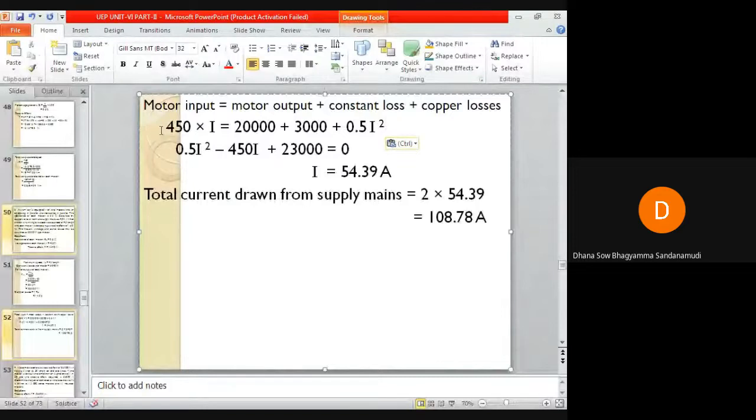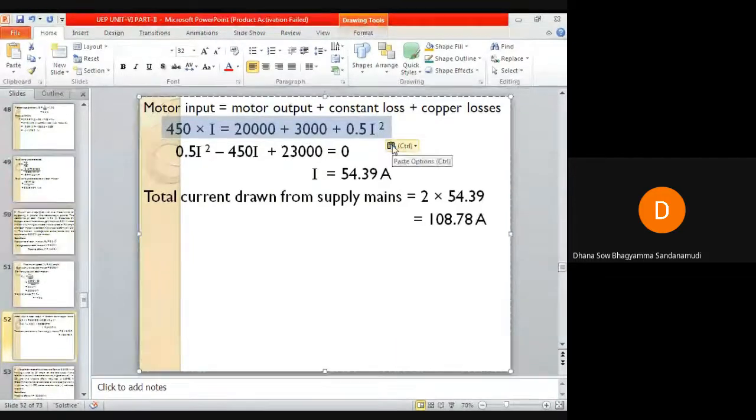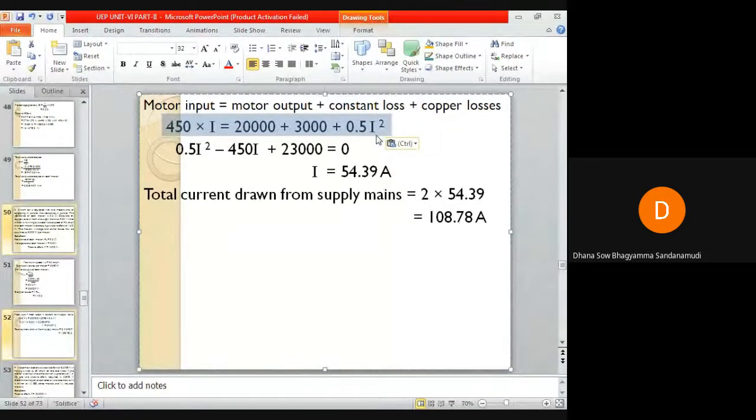If you look at this expression, all values are numerical except this I, so you can determine the I. You can rearrange all these terms, send them to one side, and simplify. If you simplify it, you will get 0.5 I square minus 450 I plus 23,000 equal to 0. So it's a quadratic equation. You know how to solve a quadratic equation to determine the unknown term. Using your calculator, you will get I equal to 54.39 amperes.